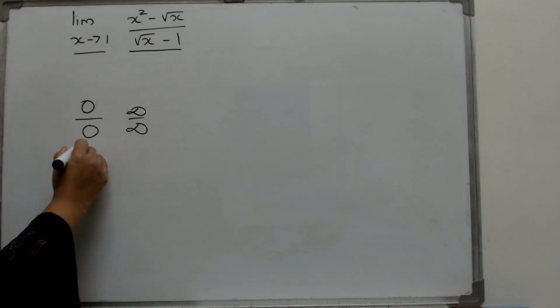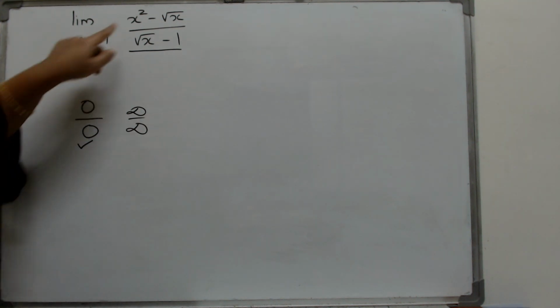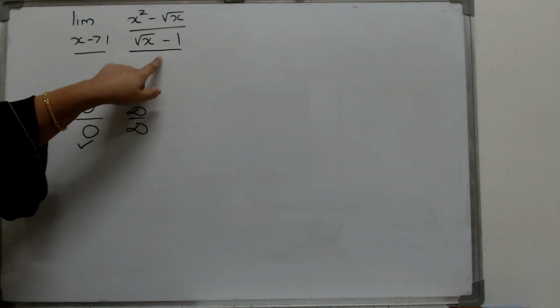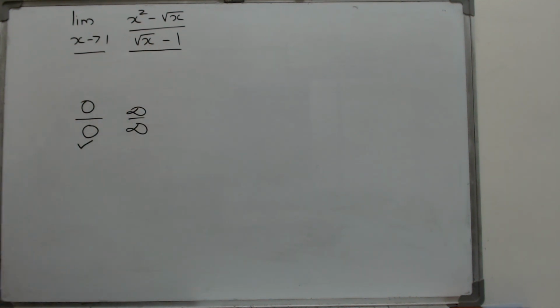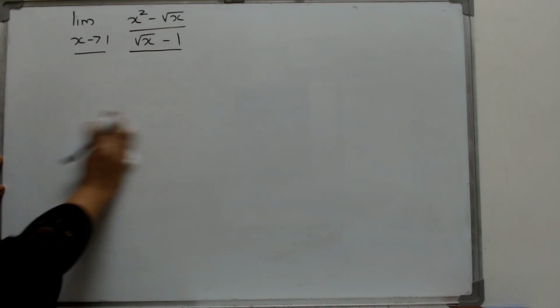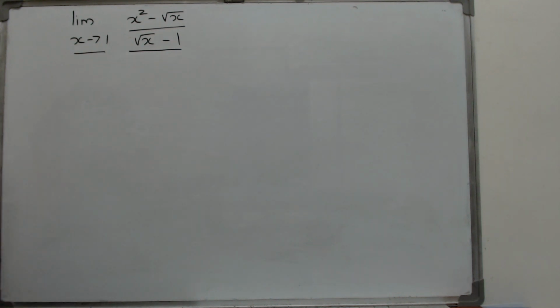Unfortunately, we end up with this form. We end up with 1 minus 1 by 1 minus 1, which is 0 by 0. We end up with an indeterminate form. Then what do we have to do? We have to think about some rule, or we have to try simplifying it.